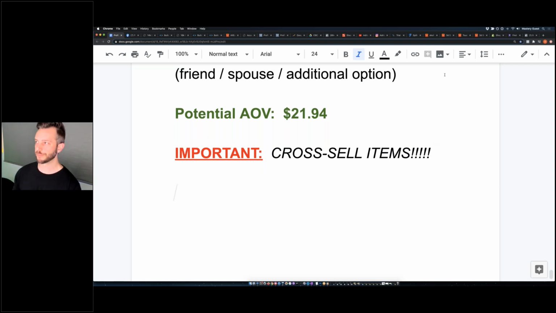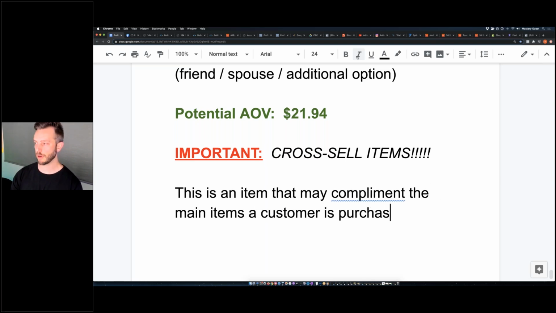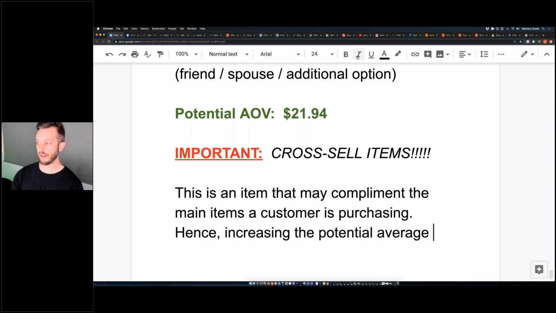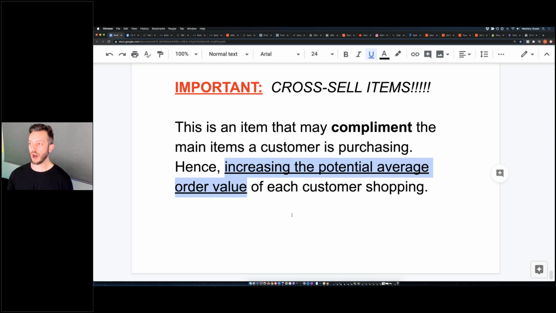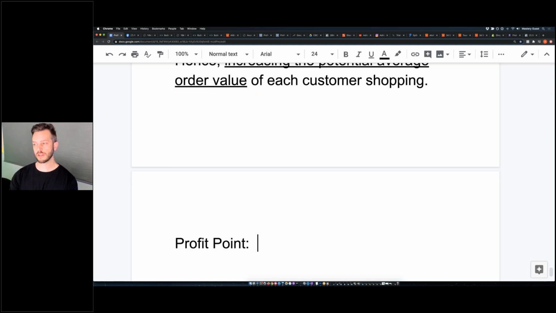Now, what is a cross sell item? My veterans know this, but this is an item that may complement the main item a customer is purchasing, hence increasing the potential average order value of each customer shopping. Okay, so a cross sell will complement whatever somebody is purchasing, and it will increase the potential average order value of every customer that is on your store, right? So what's our cross sell item going to be? Another profit point. Find 2 cross sell items.